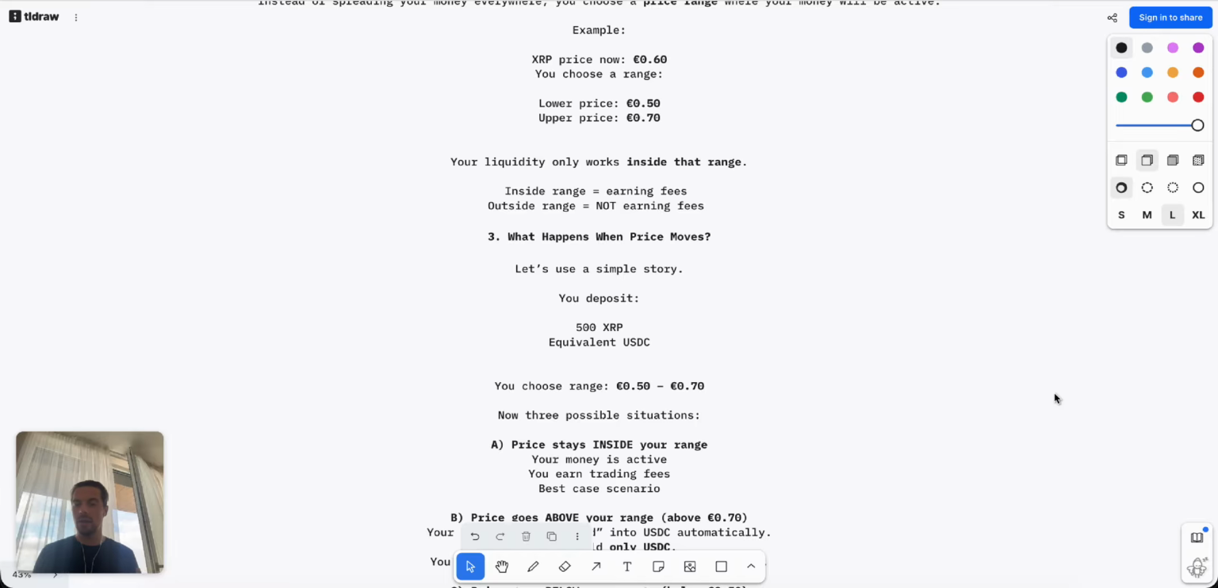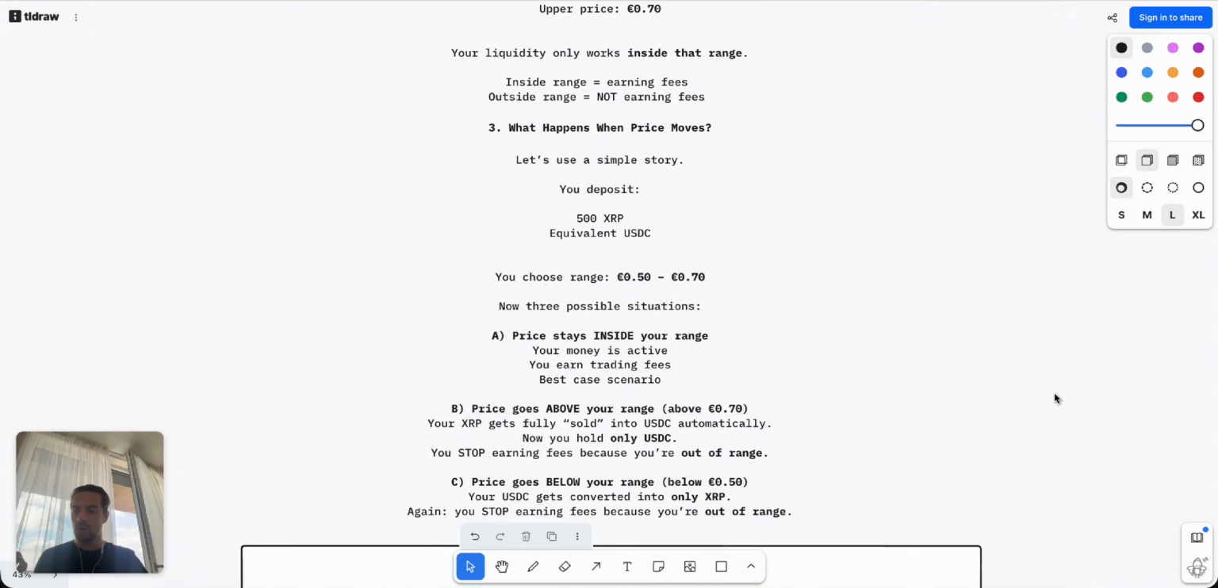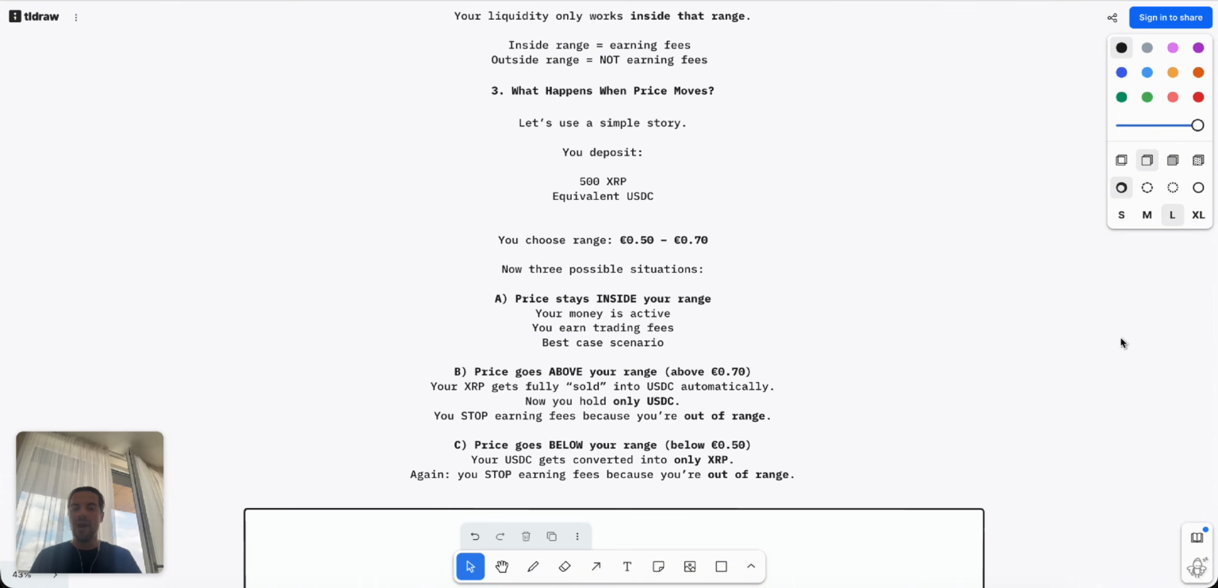Let's use a simple story. You deposited 500 XRPs into the pool. Let's say it was $1 per XRP, so $500 in the pool. You choose a range between 50 and 70 cents. And now you have three possible situations. Number one, or A, the price stays inside your range.